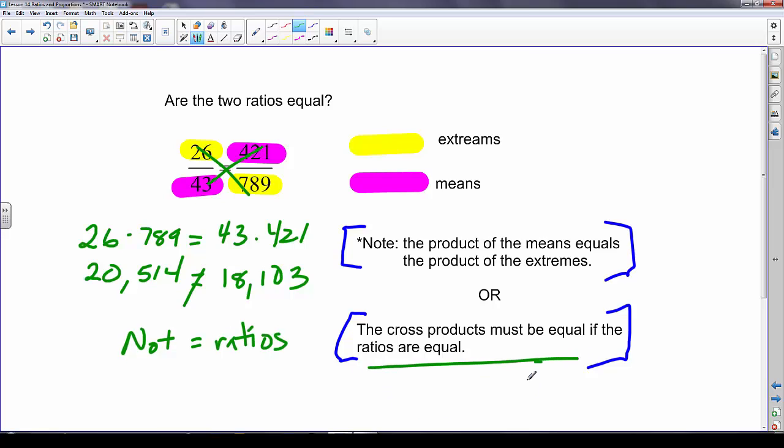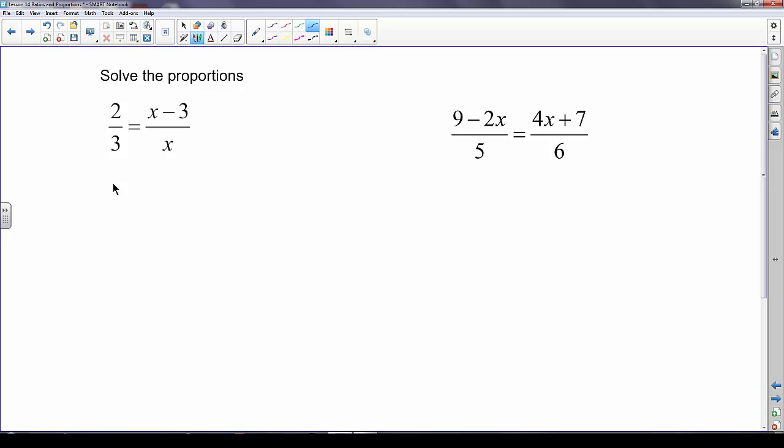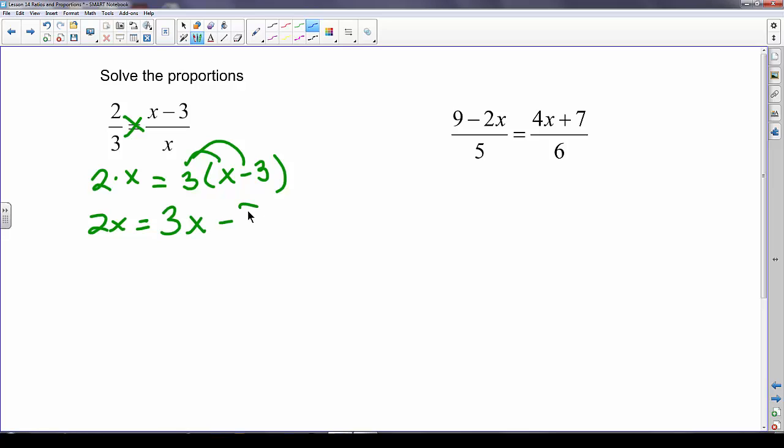The big thing though we learned is that the cross products have got to be equal if you have a proportion. So now I'm asked to solve these proportions, and once again, if they are proportions, then my cross products have to be equal. So I know that in this case, 2 times x will equal 3 times the quantity of x minus 3. 2 times x is 2x. I'm going to distribute this 3 through, giving me a 3x minus 9.